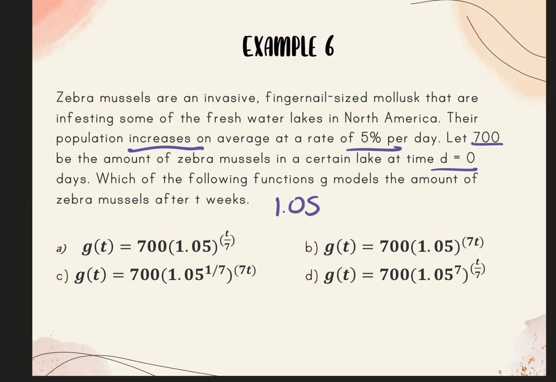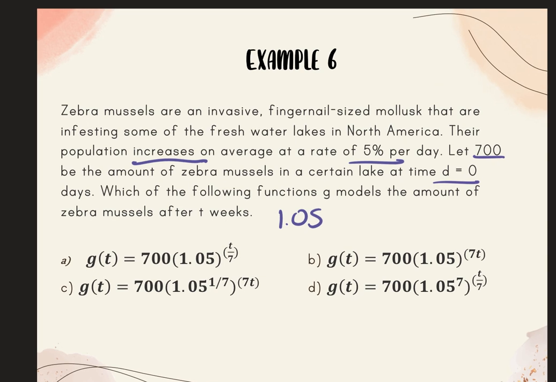If one of these had a 0.95, that would be a percent decrease. I would know to cancel out immediately. But those two things are the same for all of them. So what's changing is the exponent, right? In the actual wording, it says that it changes per what? Per day. So the initial exponent would be per day, and it says after T weeks. So if I did 700 times 1.05 to the T, that would be per day.